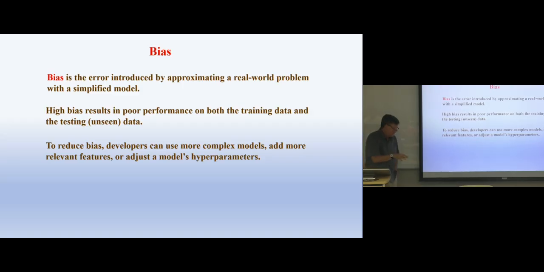Now, the data scientists may notice bias and come to you, or you may notice it and come to them, but it comes out in business terms. And so you can develop more complex models, you can add more relevant features, and you can adjust the hyperparameters. This is what developers can use to reduce bias.